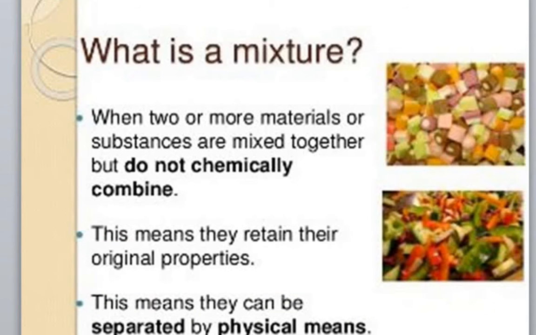Next is, what is a mixture? A mixture is when two or more materials or substances are mixed together but do not chemically combine. This means they retain their original properties and can be separated. They can be separated by any physical means.